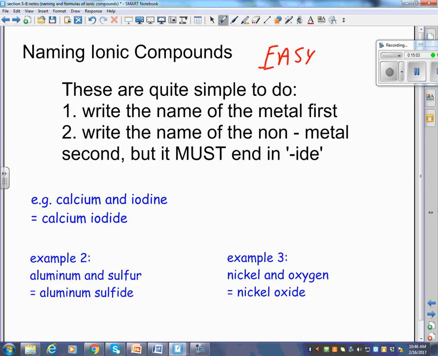You write the name of the metal first. You write the name of the non-metal second, but it must end in "ide." So you change it so it ends in "ide." So calcium and iodine becomes calcium iodide. Aluminum and sulfur becomes aluminum sulfide.